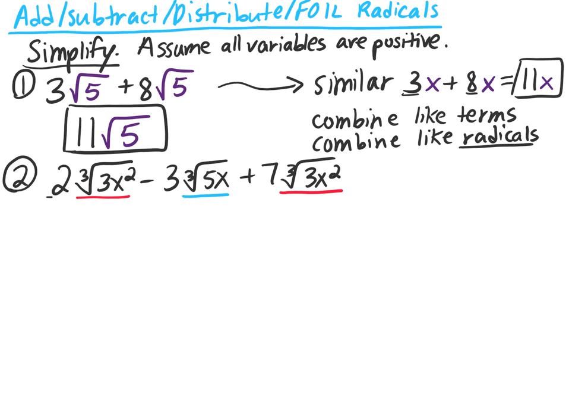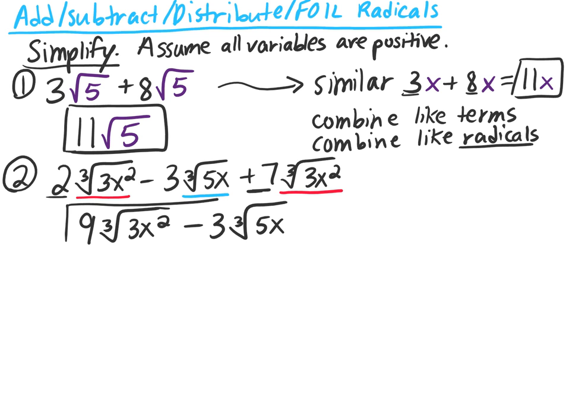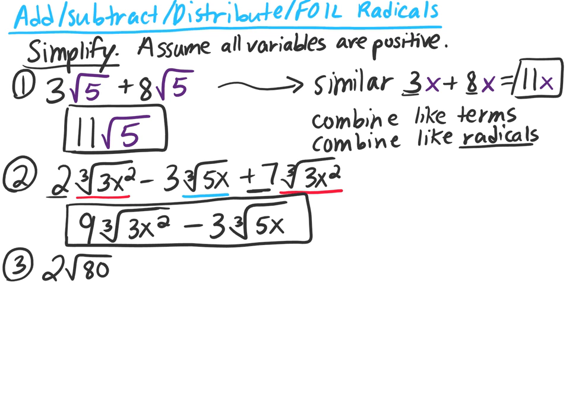And then for this, when I combine the numbers in front, make sure you include the sign in front with it. 2 plus 7 is 9, so I'll get 9 cube root of 3x squared. And then since I can't combine the other one, I'll just rewrite it as 3 cube root of 5x. And that would be my final answer for that example. I haven't done any simplifying yet, but we will do that in the next example. I'm cutting this example down a tiny bit from the one that's posted in the notes.